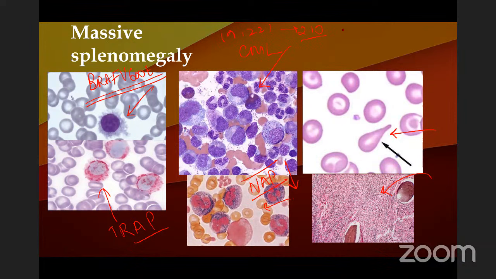Teardrop cells basically indicate fibrosis in the bone marrow. It can be seen in primary myelofibrosis or secondary myelofibrosis. It can occur in myelophthisic anemias also, where there is metastasis. So teardrop basically just indicates some fibrosis in the bone marrow.